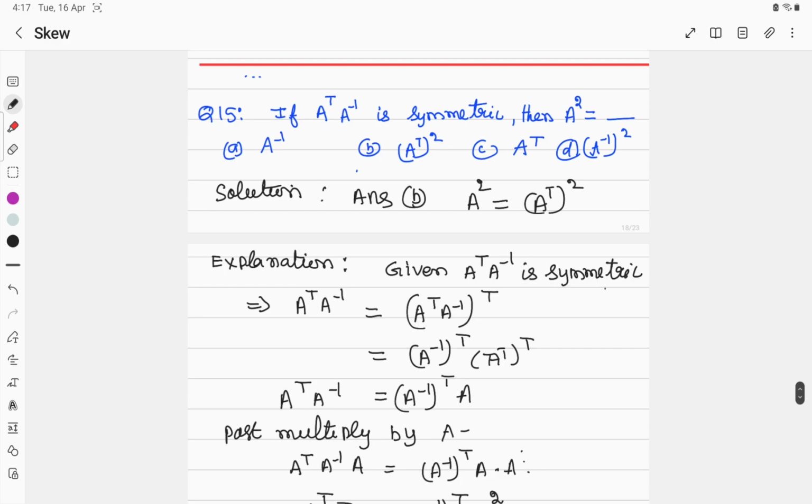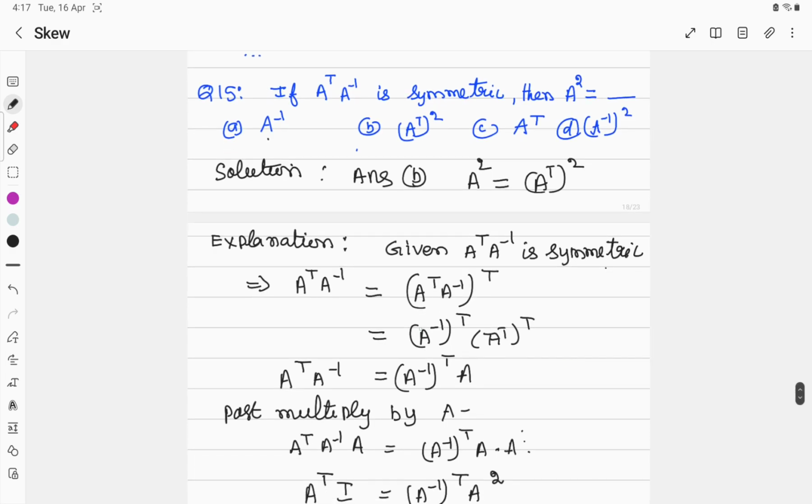Question number 15. If A transpose and A inverse is symmetric, then A square is equal to what? Here, see here, A transpose and A inverse. Answer A is A inverse, B A transpose the whole square, C A transpose, D A inverse the whole square. Solution: the answer is B. That is A square is A transpose the whole square.